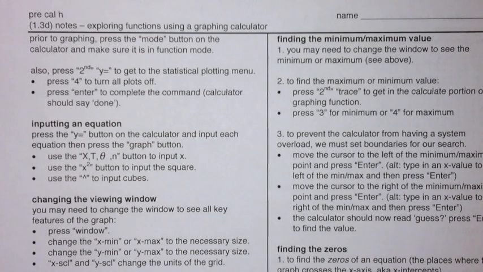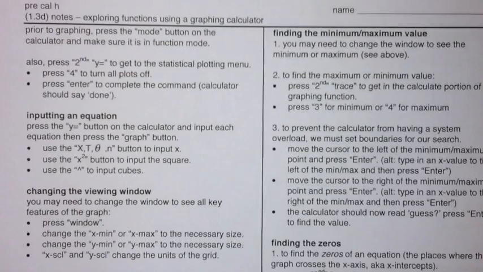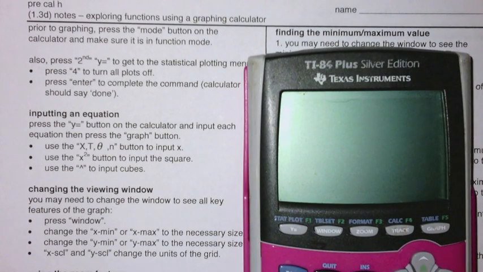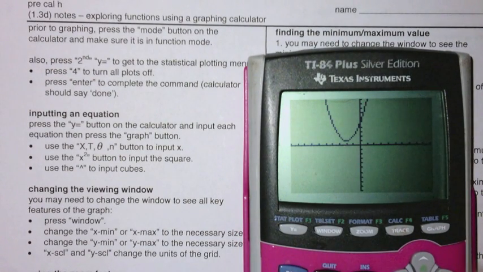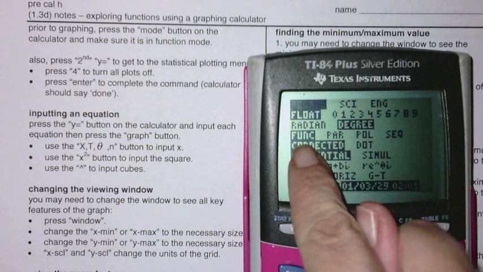So let's go ahead. Look at this. All the directions are right there for you. So first thing says, prior to graphing, press the mode button on the calculator and make sure it is in function mode. So if you go here, you're going to hit the mode button, which is this button right here. And then you are going to make sure it's in function mode.